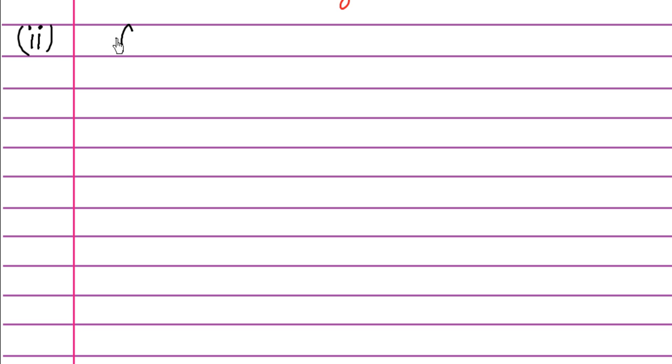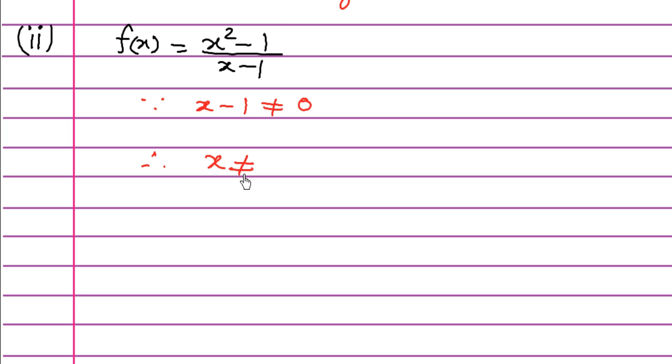f of x is equal to x square minus 1 over x minus 1. We know already that for the domain, or the range, whatever we have to find out, the denominator should not equal 0. So here, the same procedure we are following: x minus 1 should not equal 0, therefore x should not equal 1.